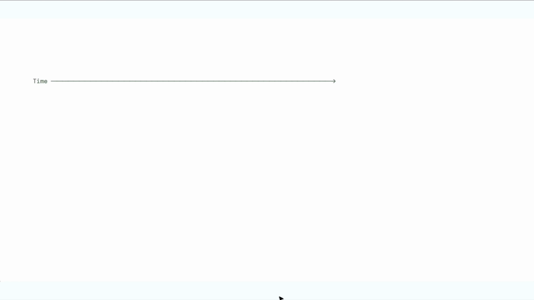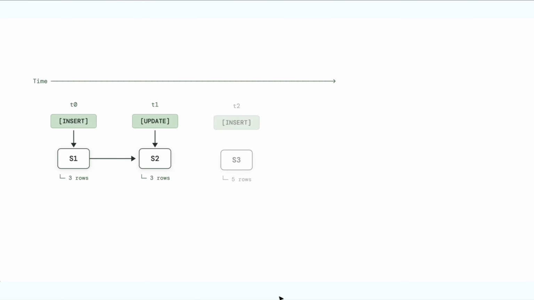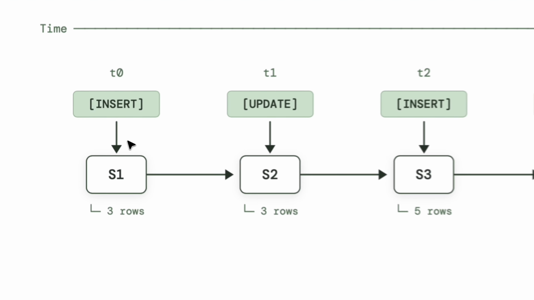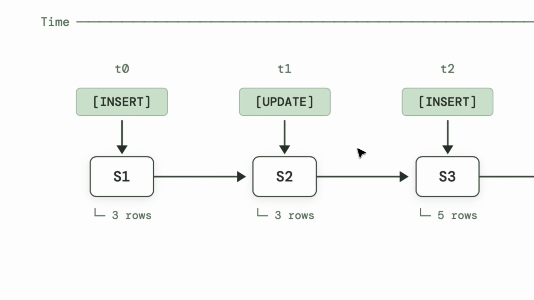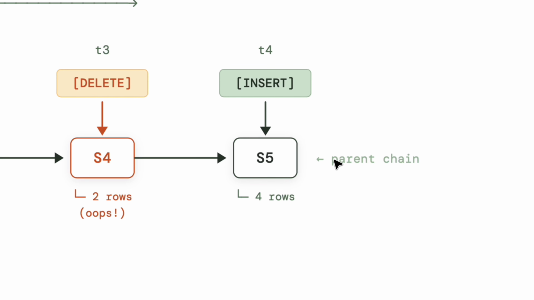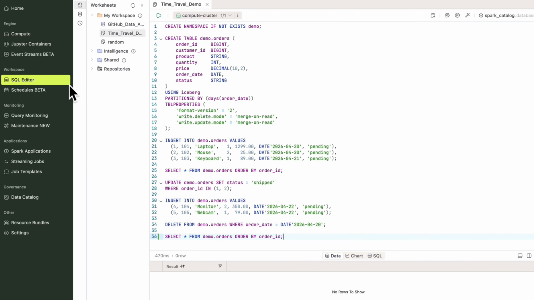Now here are 4 things we need to lock in before we write any code. Every write creates a new snapshot. Insert, update, delete, merge, each one produces a new snapshot and the old one stays completely valid. Snapshots are immutable. Once created, they never change. That is why time travel is always consistent. You are querying a frozen point in time.